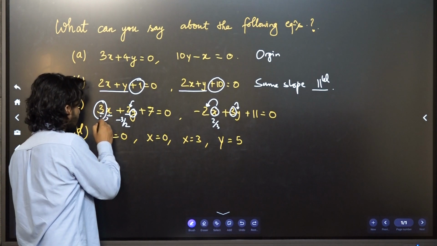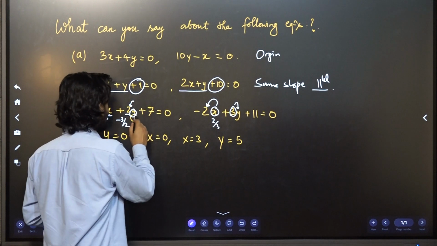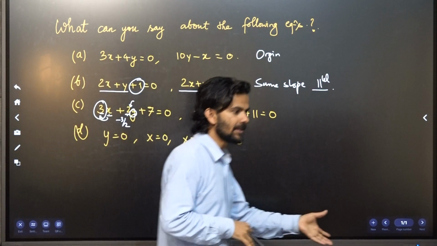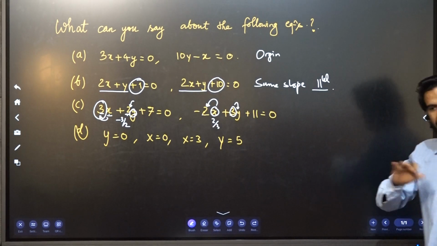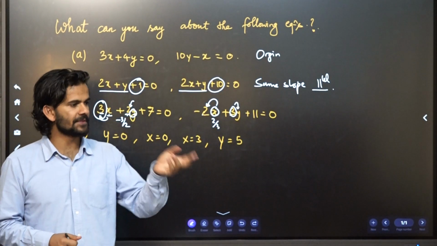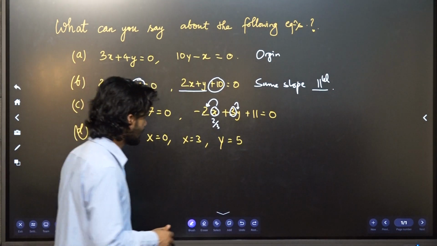x has 3, y has 3. y has 2, x has 2. There is an exchange of coefficients, and one of them is negative. Just by exchanging coefficients, it does not become perpendicular. There has to be one sign negative, or the sign has to change. That's interesting. Perpendicular.